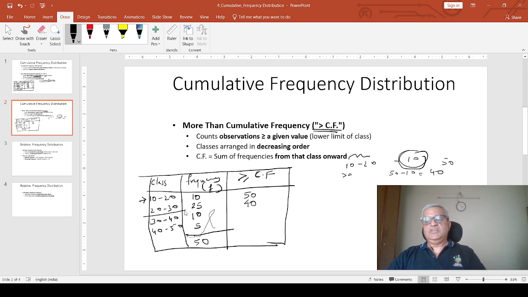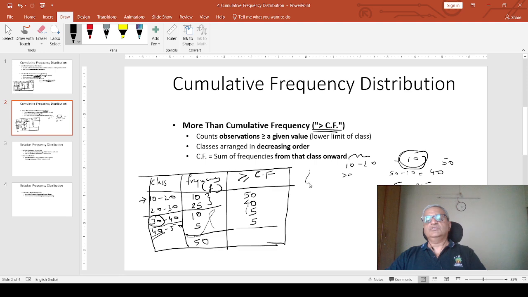Similarly, the question is, how many elements are greater than or equal to 30? Right? So what do I have to do? I have to subtract 35 from 50, because 35 are less than 30. So greater than or equal to 30 would be 15. And the last question, how many elements are greater than or equal to 40? So there are just 5 elements greater than or equal to 40.